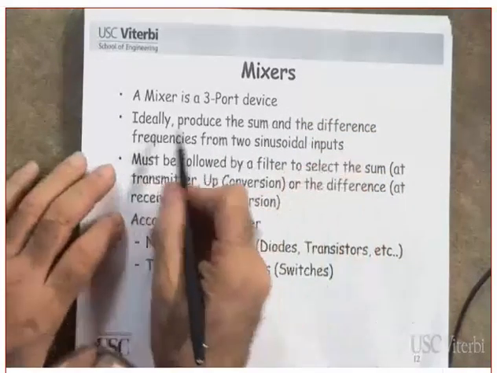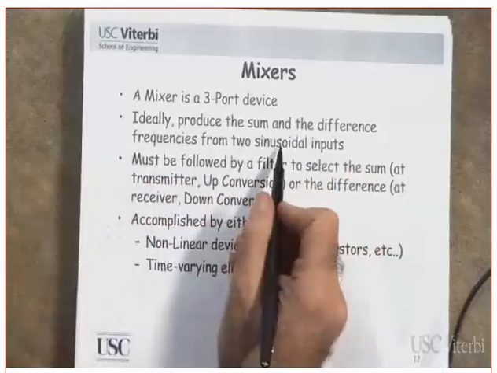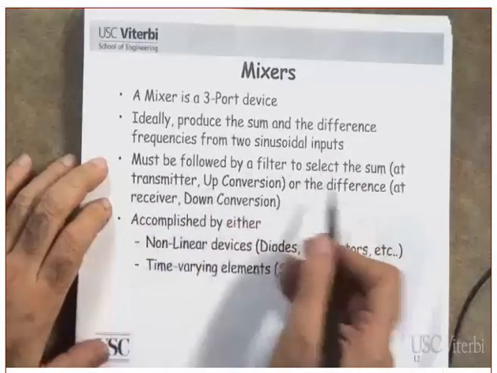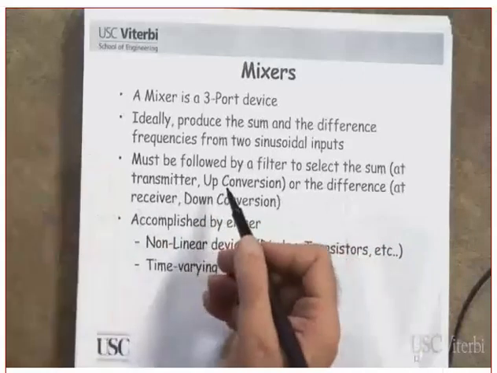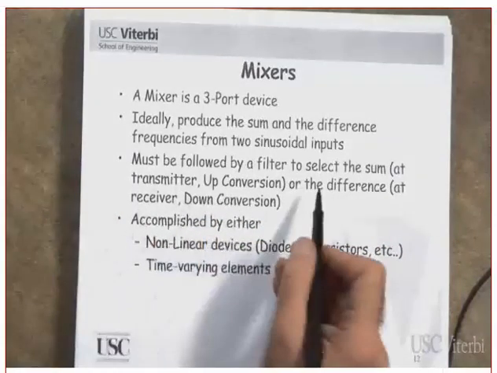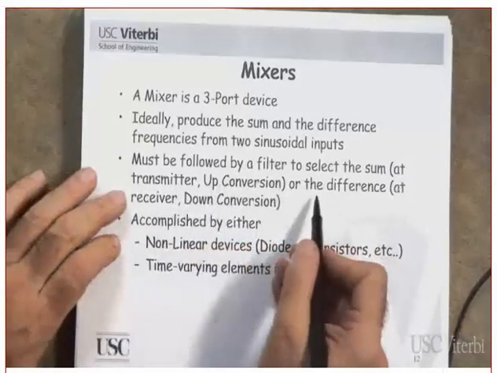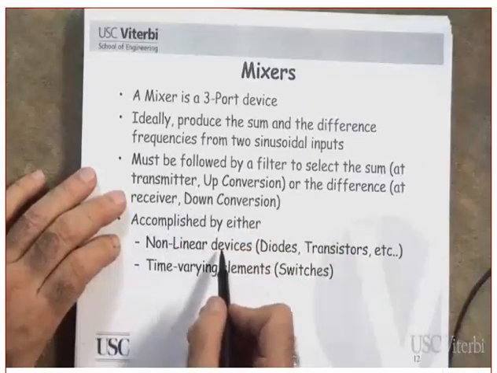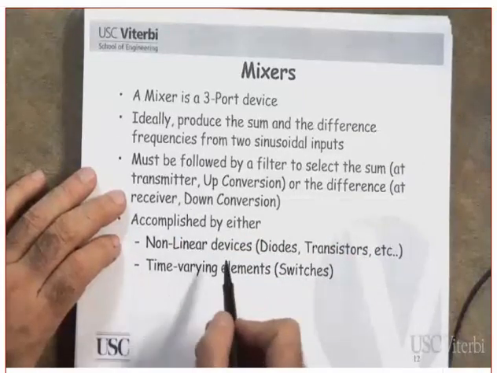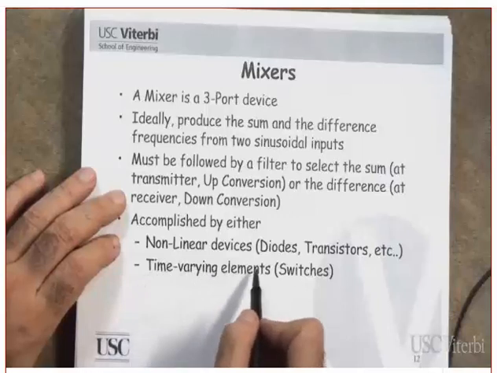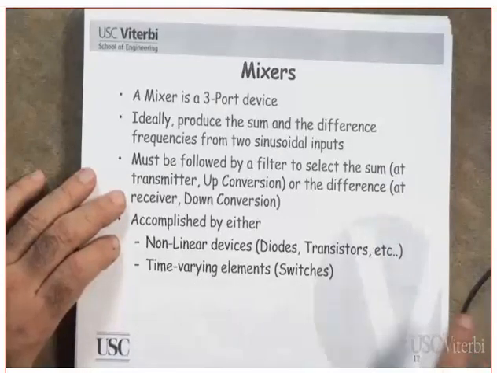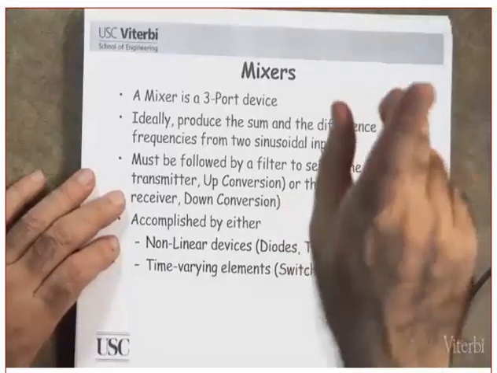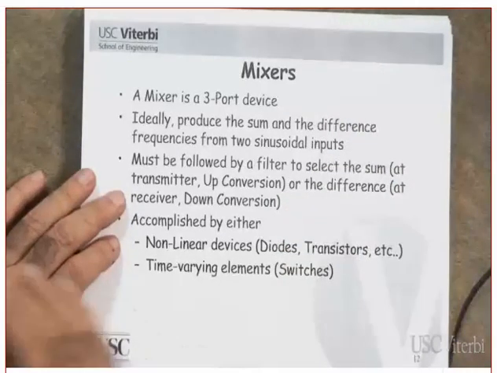Clear? So ideally, it will generate the sum and the difference. And of course, it must be followed by a filter to select either the sum or the difference. You select the sum at the transmitter side, and you select the difference at the receiver side. How do we accomplish this? Either by a nonlinear device, or by using a time varying element. What does it mean when I say time varying element? Switching. The mixer will behave as a switch: on, off, on, off, on, off. Are you following me or not?